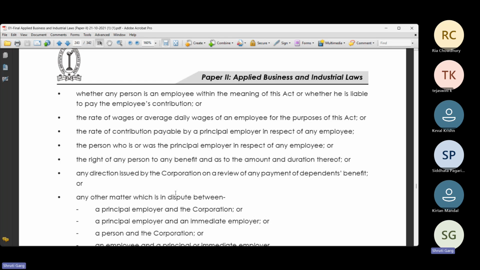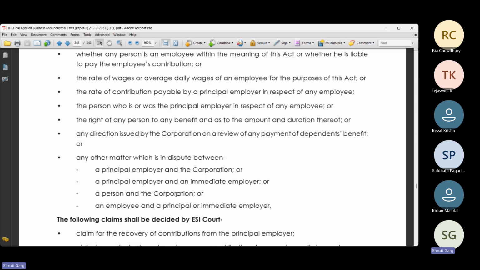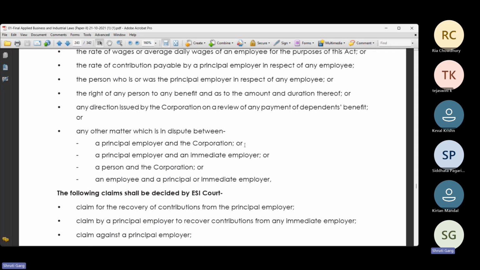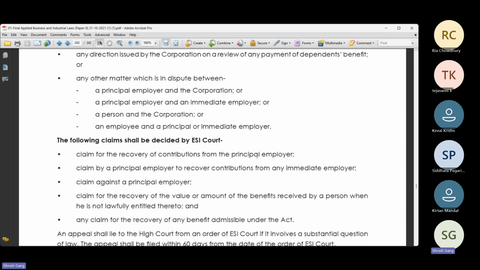directions which are issued by the corporation on a review of any payment or dependent's benefit, and any other matter which is in dispute between the principal employer and the corporation, or the principal employer and the immediate employer. The ESI court has full right to settle all these matters which are in dispute between the principal employer and the corporation, principal employer and the immediate employer, person and the corporation, and employee and a principal or immediate employer. And the following claims shall be decided by the ESI court.